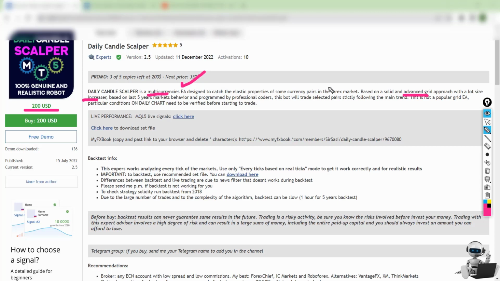So the bot will trade some pairs and it will trade according to the trend, and he is admitting that this is not like any great EA, particularly conditioned on the daily chart, because this is a new approach according to him.